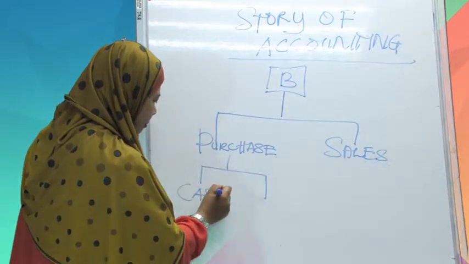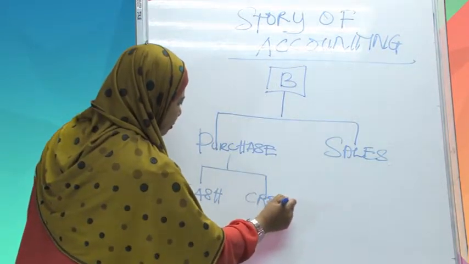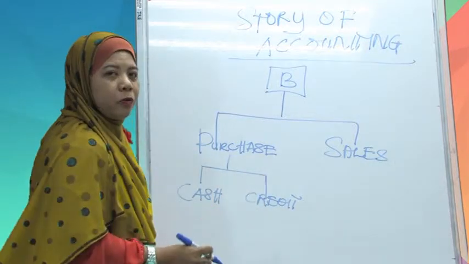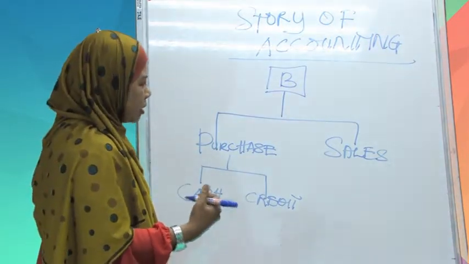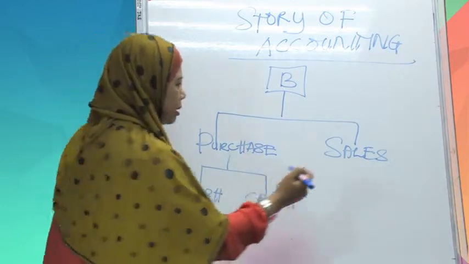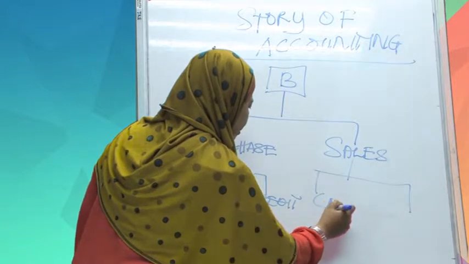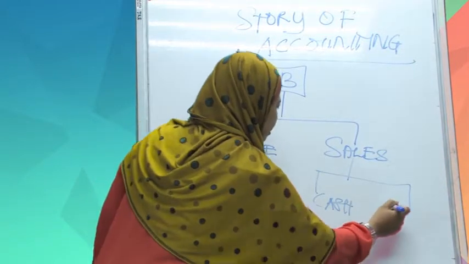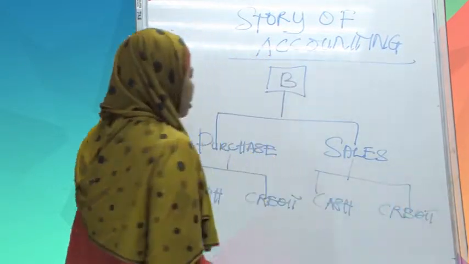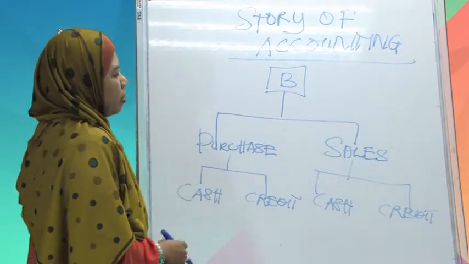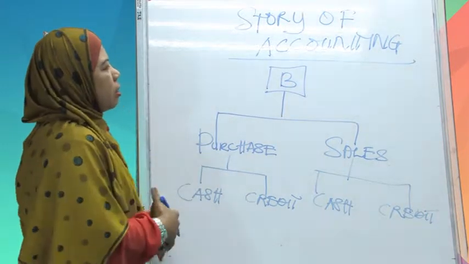Cash and credit. Same with sales, there are two types of sales: cash sales and credit sales. For this stage, for example, the business is a bakery.